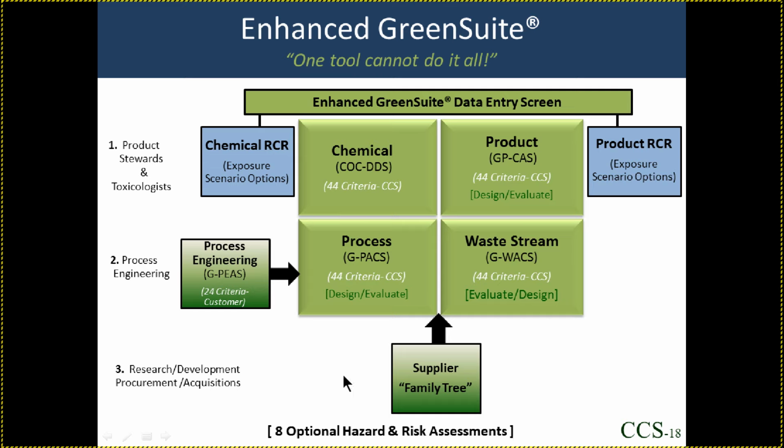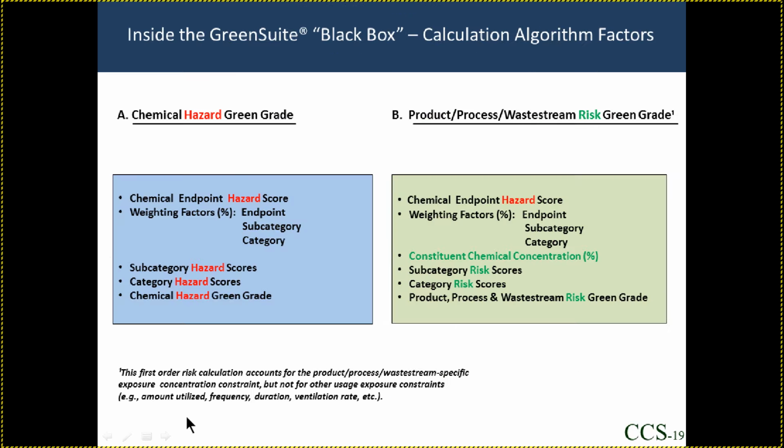You'll notice on the left that the top row of 4 modules are typically used by product stewards and professional people like toxicologists, ecologists, etc. The second group are used by the process engineers in evaluating the process itself, and the bottom group is often used by procurement people as they're trying to determine the relative rankings, if you will, of the risk from different products that they're procuring.